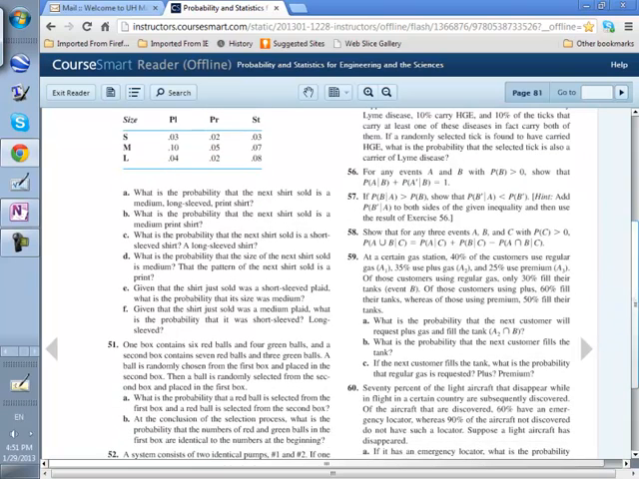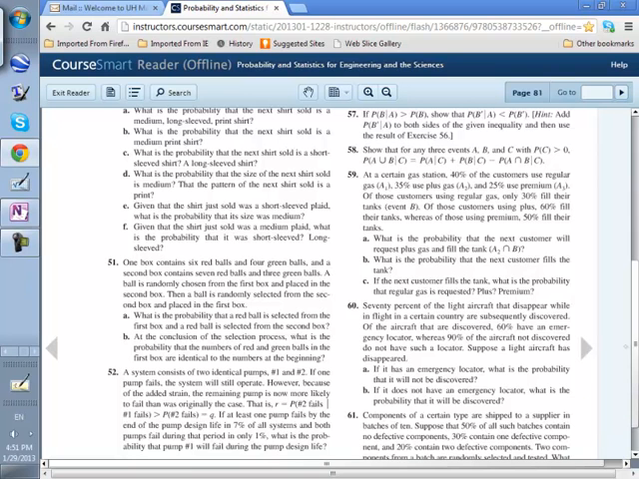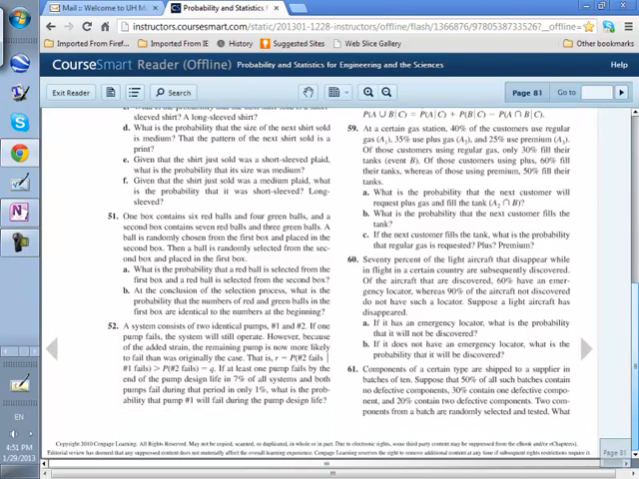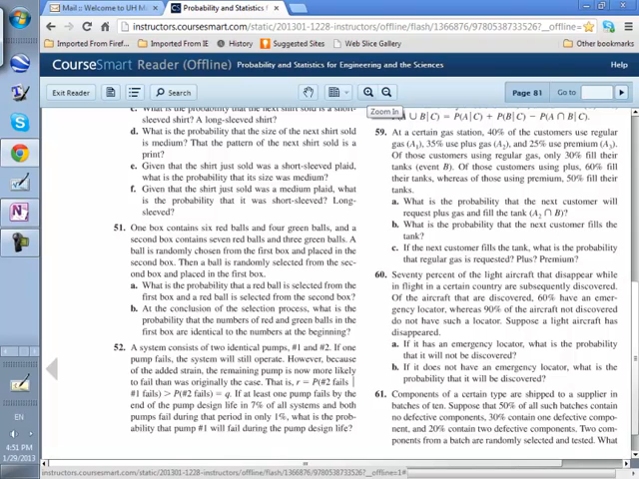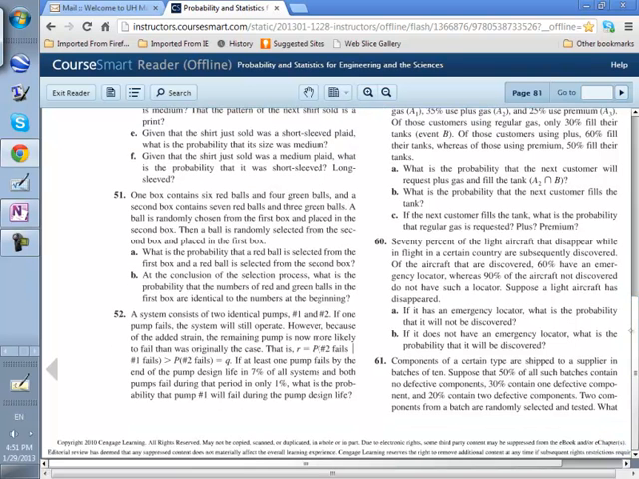Now, let's go to problem 51. One box contains 6 red balls and 4 green balls. Let me lift it a bit. And a second box contains 7 red balls and 3 green balls. A ball is randomly chosen from the first box and placed into the second box. Then a ball is randomly selected from the second box and placed in the first box. Do you understand the mechanics?